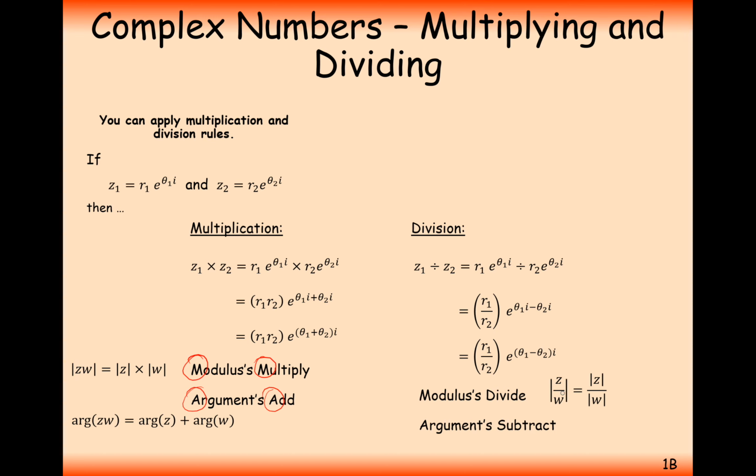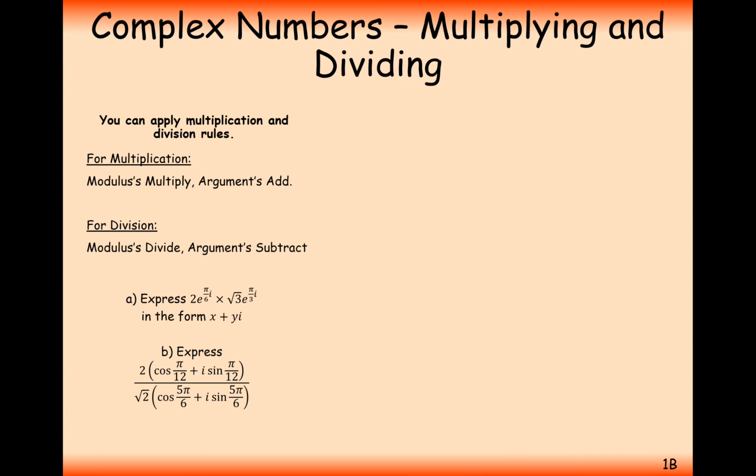Exactly the same with the division ones. If you want to find the modulus of Z divided by W, then just divide the two separate moduluses. And with the arguments, if you want to find the argument of Z divided by W, then just do argZ minus argW. So these are the four rules that we need to know for multiplying and dividing complex numbers. For multiplication, it's multiply moduluses and add the arguments. And for division, it's divide the moduluses and subtract the arguments.